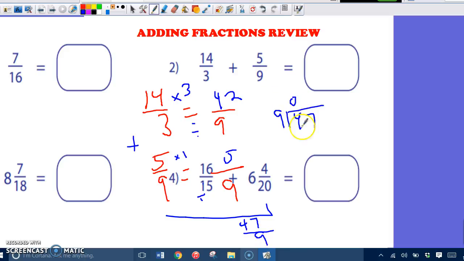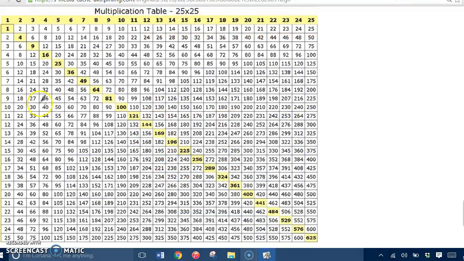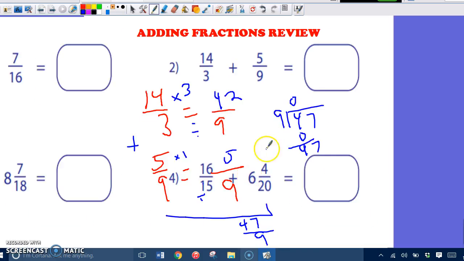9 will go into 4, 0. Bring down my 7. 9 goes into 47... I don't know. Look in your 9 column. Look for 47. 45 is going to be the closest amount, so we'll use 5. 9 times 5 is 45. Subtract. 2 left over. Now you have all your pieces to create the mixed number that you need. If this part sounds unfamiliar, please go back and review the video on converting long division with fraction remainders.